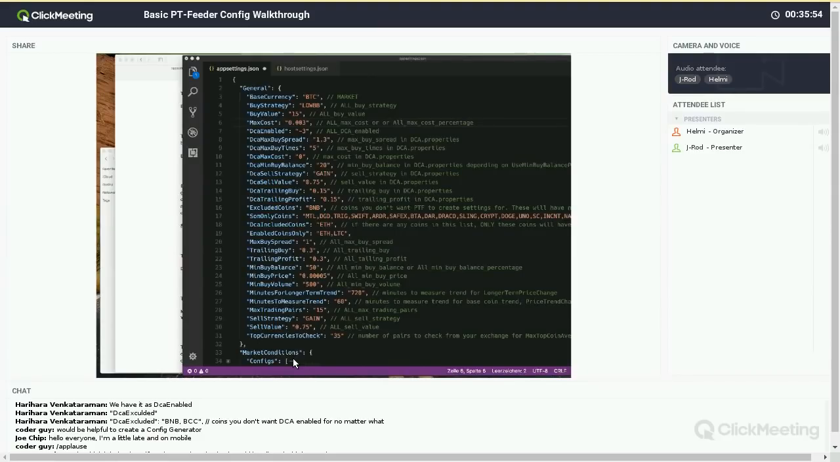Same with min buy price. This is absolute. What that's saying is, I will not buy any coins cheaper than that. Yeah, that's actually the price in your base currency. So in this case, it's what, 500 or 5,000 satoshi, probably 500, I guess? Yeah, 500. 5, 6, 7, 8. Yeah, 8 places.